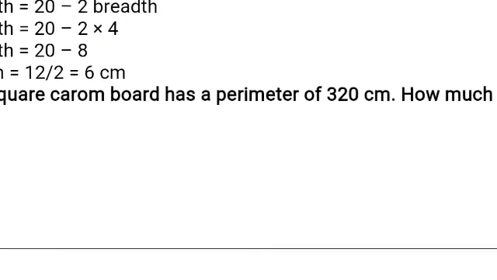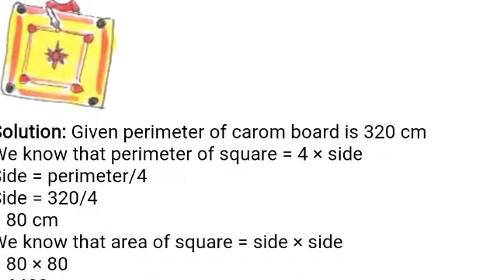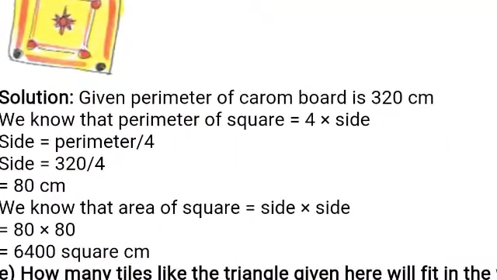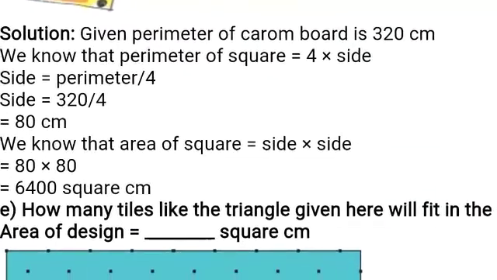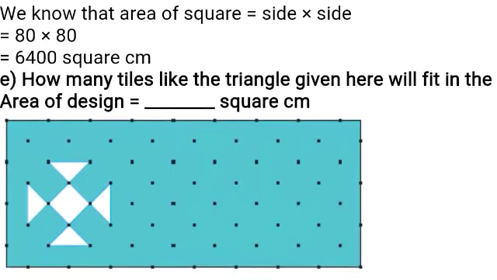Here the perimeter is given as 320 centimeter. We have to find the area. The perimeter of the square equals 4 into side. We want to know the side, so side equals perimeter of the square upon 4. So perimeter upon 4 means 80 centimeter. And the area means side into side, 80 into 80. It means 6400 square centimeter.